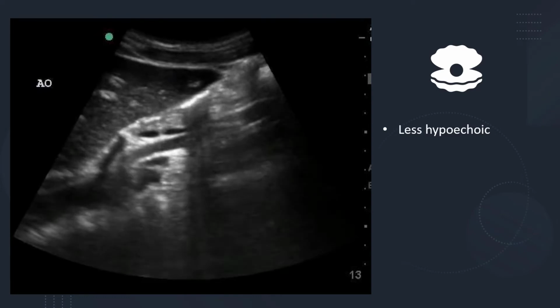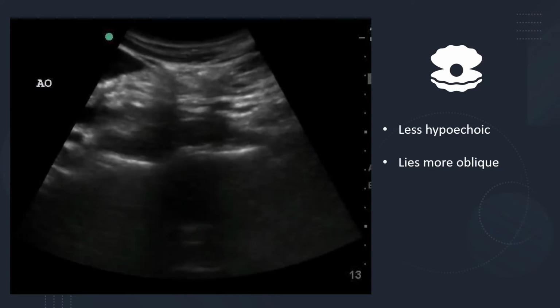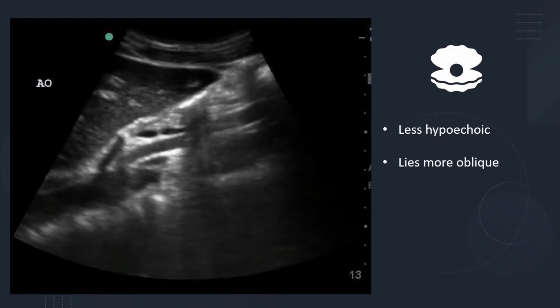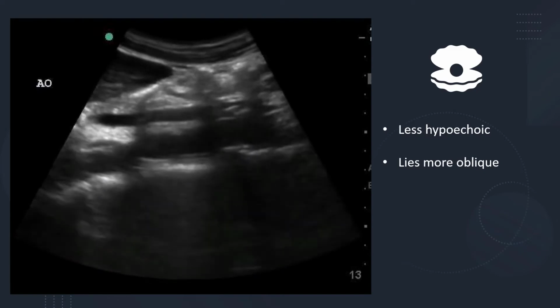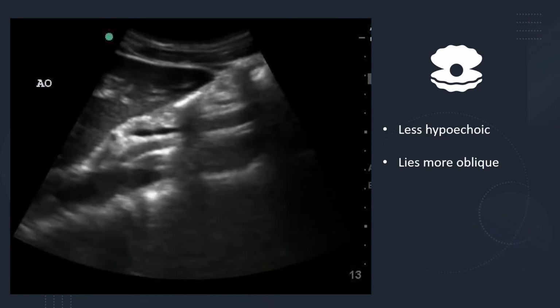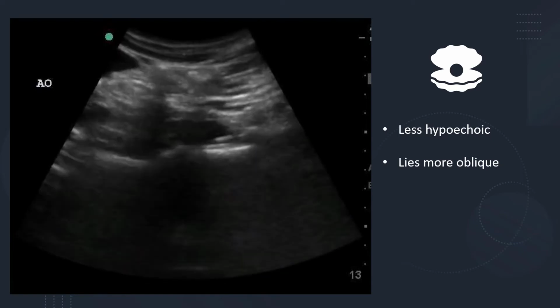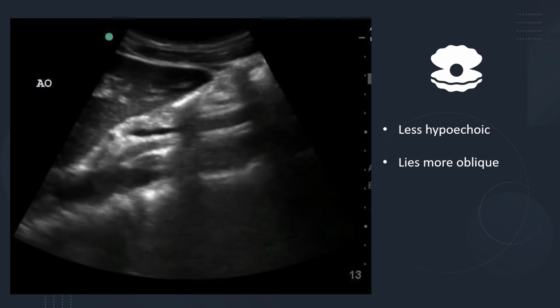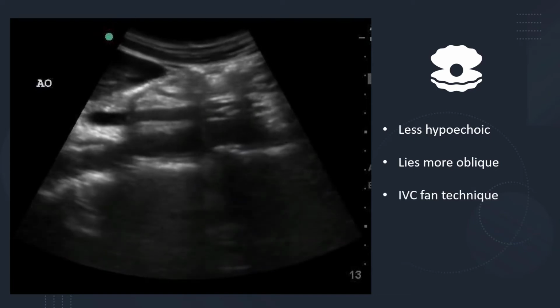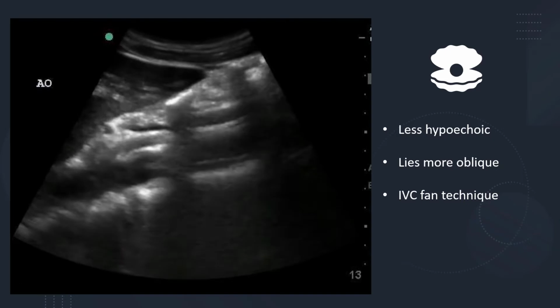And then a couple of pearls for this particular scan. It's sometimes hard to figure out if you're looking at the IVC versus the aorta. The aorta in general has a much thicker muscular wall, so it's more difficult for the ultrasound waves to go through the aorta. So the lumen itself will be less dark than the IVC. Next thing is that the aorta itself lies more oblique, while the IVC lies more horizontally. So you can see a little bit of difference with that as well.